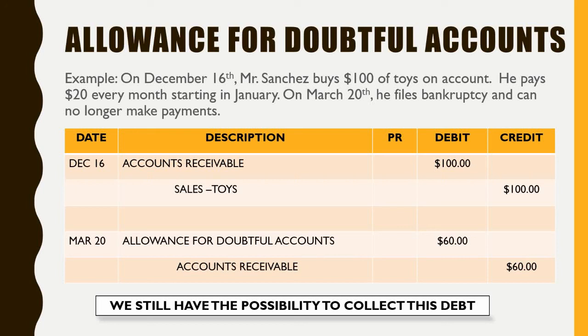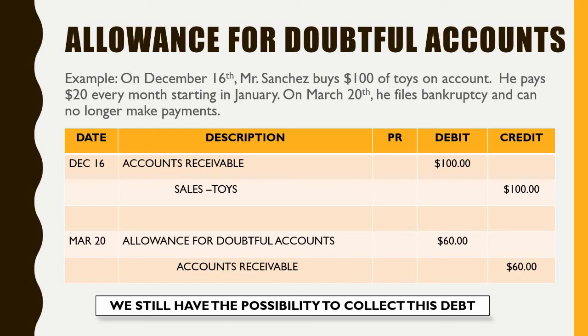Now, of course, I would record my payments as I go through it. So January, he made a payment. February, he made a payment. Now fast forward, it's March, and he decides to say he filed for bankruptcy.